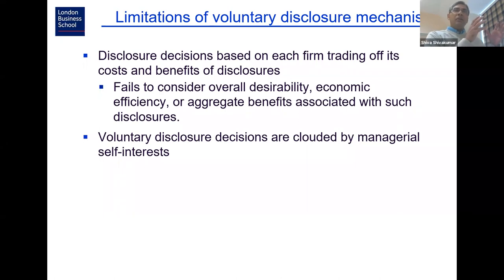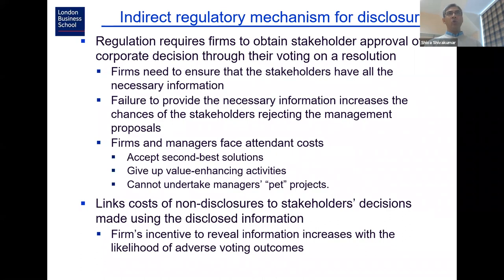So given that mandatory disclosures are not as effective as the regulators would like them to be, and voluntary disclosures do not always work, what is it that regulators can do further to entice or incentivize companies to provide more disclosures? And this is what we are going to suggest. This approach we are referring to as the indirect regulatory mechanism for disclosures.